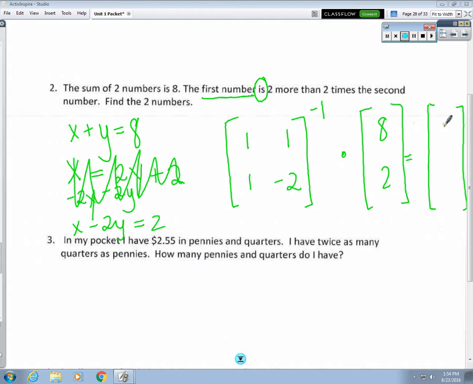6 and 2. Do those sum up to 8? Isn't 6 2 more than 2 times that? Like if you take that and double it, you get 4, and then 2 more is 6. Okay, so you need to finish this page and the next page, and tomorrow we'll go over questions from those.